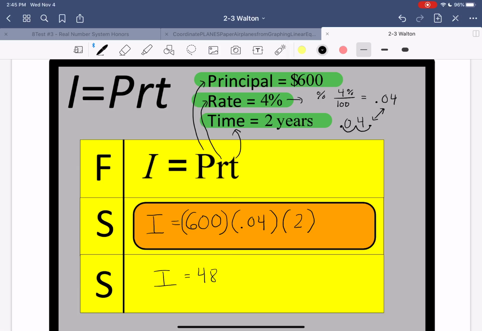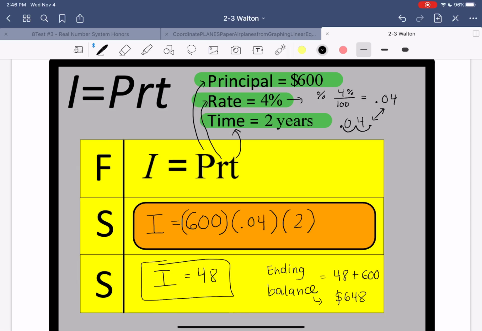So from there, we know that we earned $48 on top of our $600. So in the end, our ending balance is going to be 48, which is our interest, plus our 600, which will put us at $648 in our account. So depending on what they're asking for, if they just ask for interest, this is your answer. But if they're asking for an ending balance, you have to add that back to your principal amount. So hopefully that makes sense.